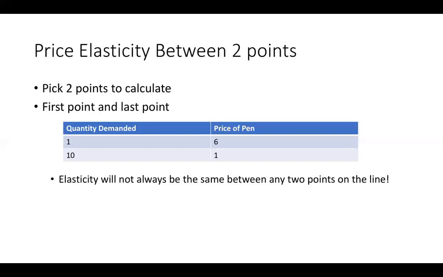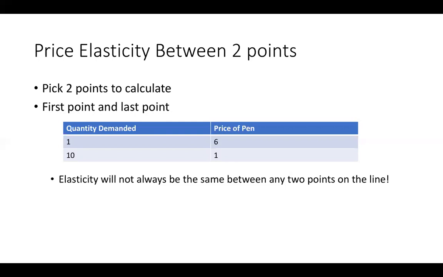Now, just a reminder that even though we're using the first and the last 2 points on the line, that does not necessarily mean that the price elasticity of demand will be the same between any 2 points on this line. It's not similar to slope, in that when we calculate slope of 2 points on a line, it automatically is the slope of the entire line. Please remember this and don't let it trick you when you do your problems regarding price elasticity.